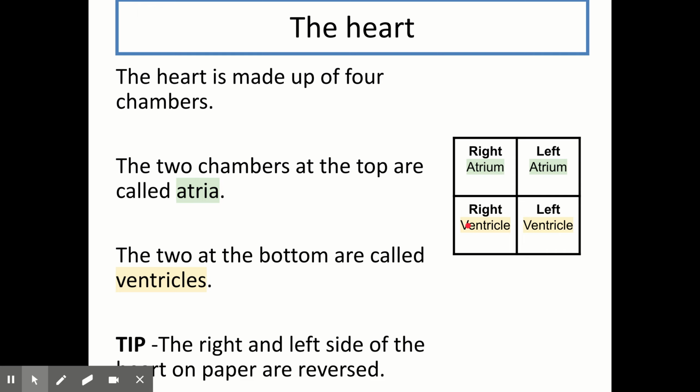There are also two sides to the heart, the right side and the left side. Now, you might be looking at this diagram and thinking that I've made a mistake, but I assure you I haven't. When drawing or labeling a heart on paper, the sides are actually reversed. So the left-hand side of the paper is the right-hand side of the heart, and the right is the left. So just remember, it's the reverse of what you think. If you're looking at the bit of paper and you're looking at the left-hand side of the paper, that is the right-hand side of the heart, and if you're looking at the right, it's the left. So on the left side at the top is the right atrium, and then below that is the right ventricle. And then over here we have the left atrium and the left ventricle.